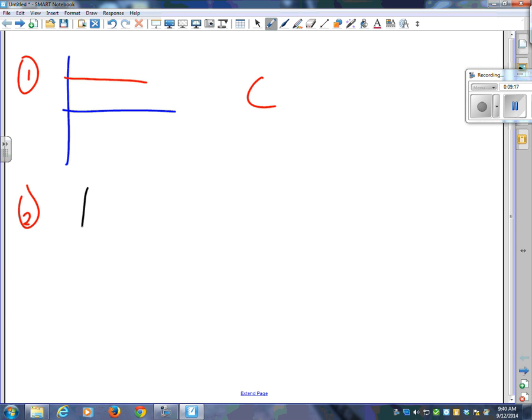Number 2. What does a curved, decreasing DT graph with steepening slope that is above the time axis represent? There's a lot of words there to put together. C. My answer key says D. Speeding up while moving left, and that is correct.